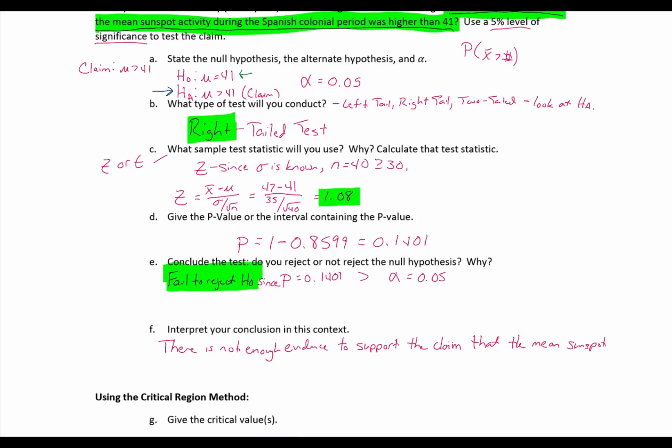sunspot activity during the Spanish colonial period was higher than 41.